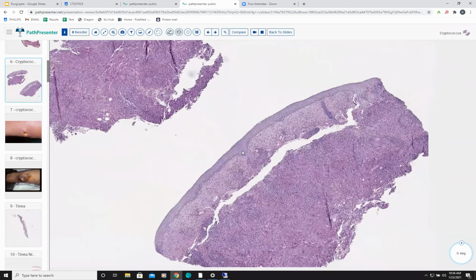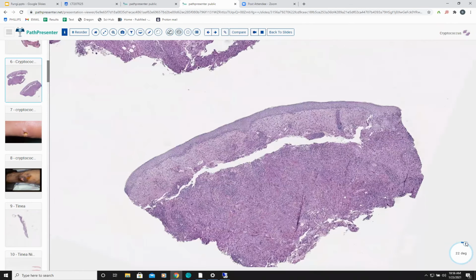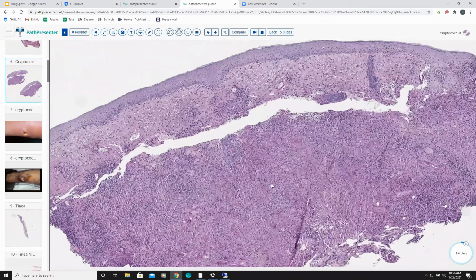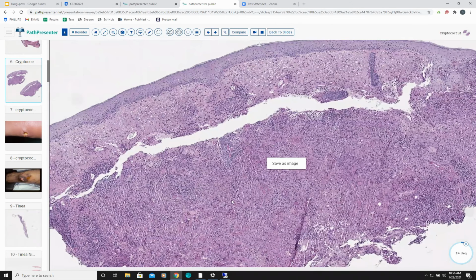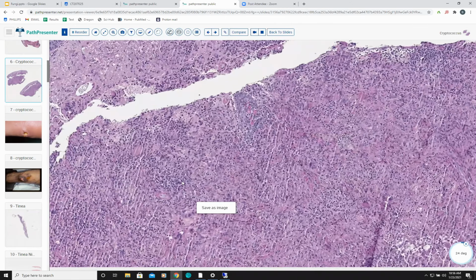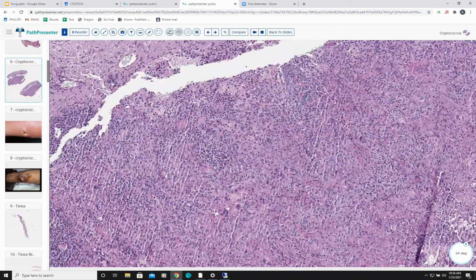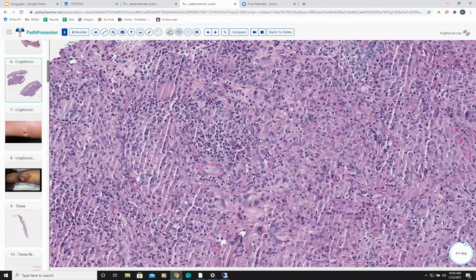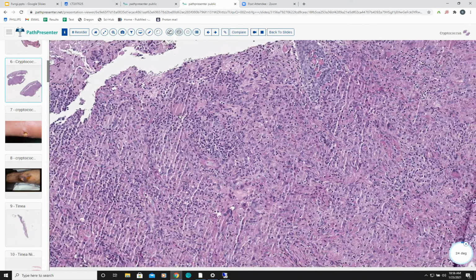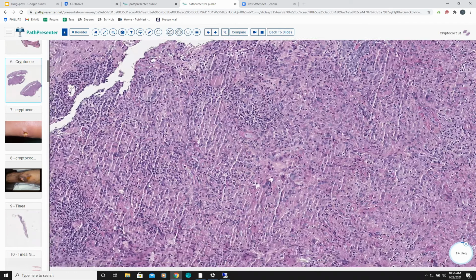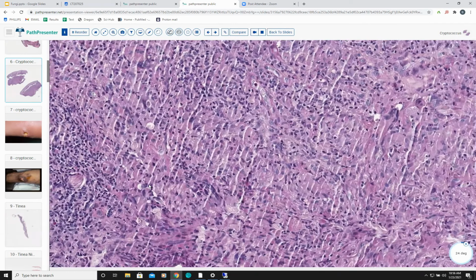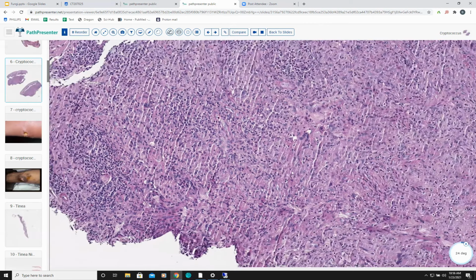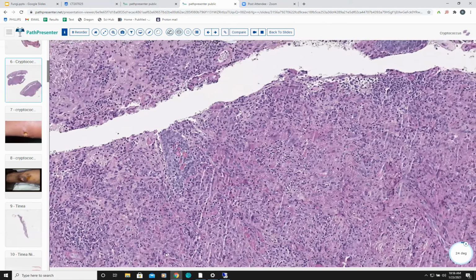Here's the last one of these, which is again a nice punch, relatively normal epidermis. And this has a more granulomatous infiltrate. You can see these histiocytes, lymphocytes, giant cells over here. So this is the granulomatous variant of Cryptococcus. And here the organisms can really be much more difficult to find.